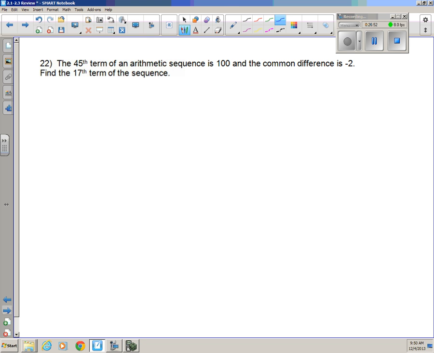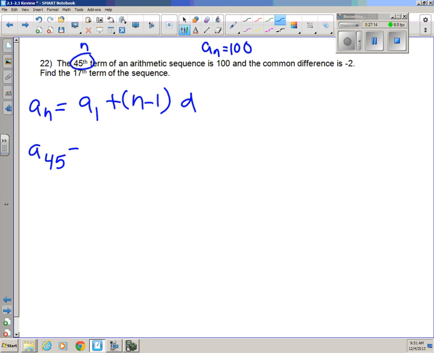So we know already that the explicit rule would be a sub n equals the first term plus 1 less than how far we go out times the common difference. Where they're telling you that the 45th term, that is your n. The 45th term is 100. So basically, we'll kind of just do this. The 45th term is the first term that we don't know with 44 more of our common differences of -2.